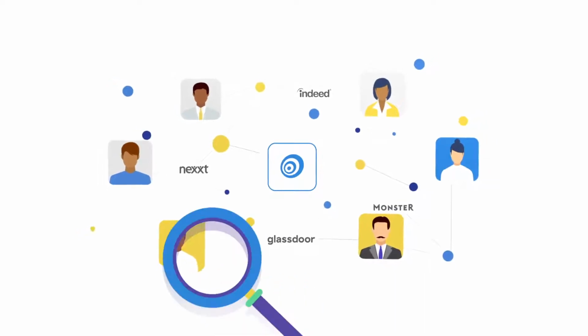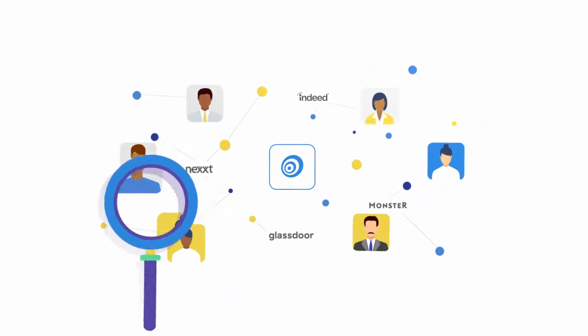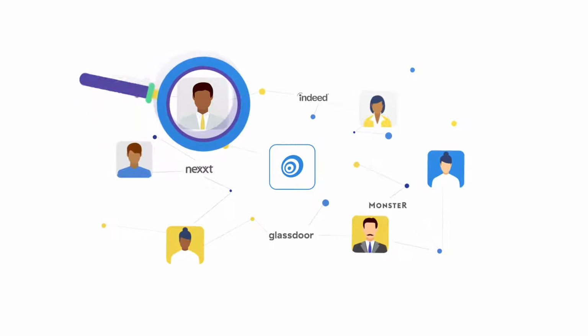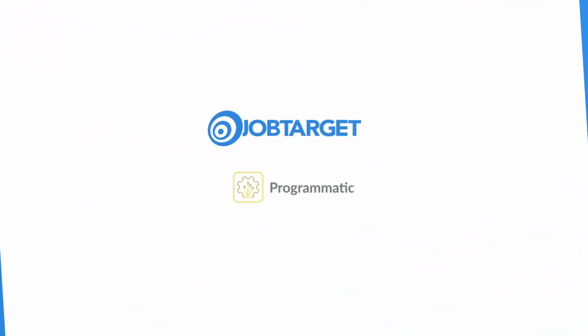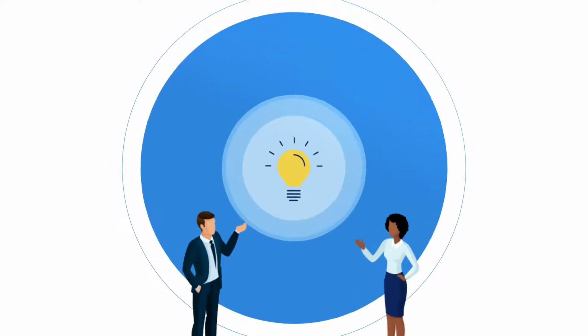Finding the right candidate can be time-consuming. It's difficult to know which job sites you should focus on for the best results. JobTarget Programmatic addresses these challenges, so HR leaders can focus on more important matters.